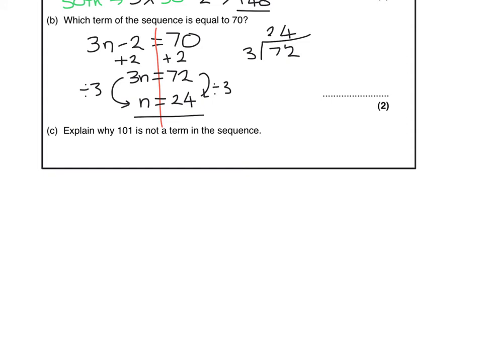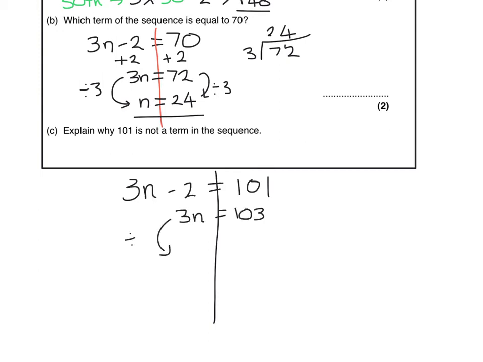So I've just moved up so we've got some space. My sequence was 3n minus 2. And we're saying that it's never equal to 101. Watch. If I did balance method on this, so add 2 to both sides, 3n is equal to 103, and then divided by 3. And then I did bus stop to do that.